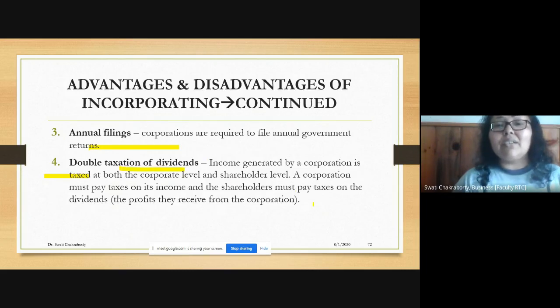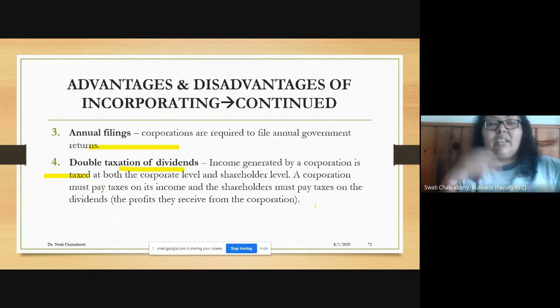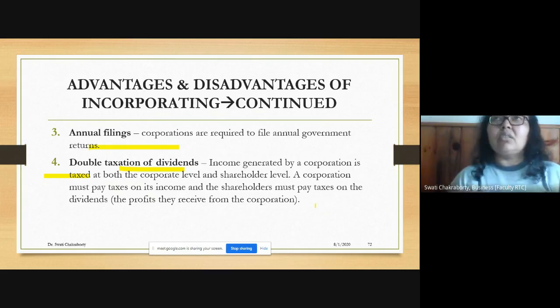Double taxation is there. Yes, so income generated by the corporation is taxed twice, at the corporate level and the shareholders' level. The corporation pays its own taxes on the income, and the shareholders have to pay tax on the dividends that they receive from the corporation. So it's taxed twice.